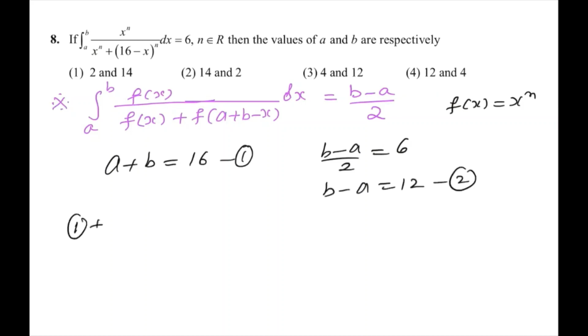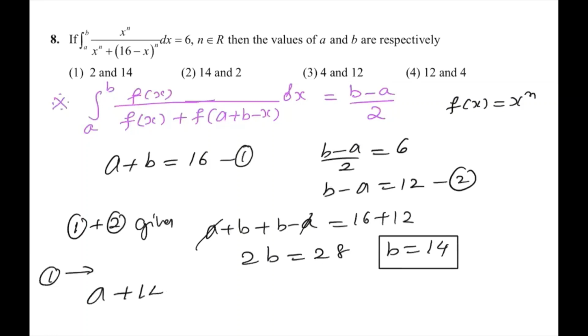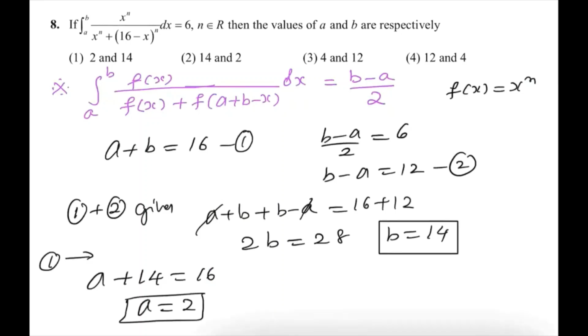Adding 1 and 2, a plus b plus b minus a equal to 16 plus 12. These two get cancelled. 2b is 28, b is 14. Now a plus b is, from equation 1, 16. Replace b by 14. So you get a equal to 2. So a is 2, b is 14. That is the required answer. So the correct option is option 1.